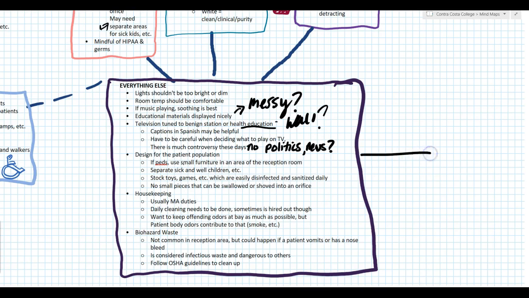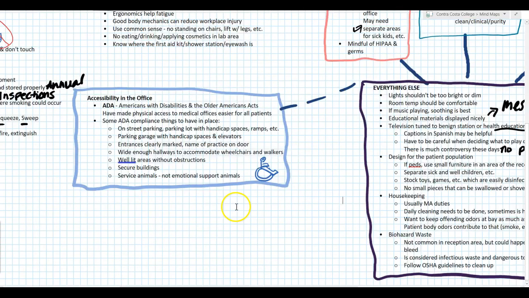So the next section, oops, I meant to scroll over. The next section is ADA compliance. ADA stands for Americans with Disabilities Act. And then we also have, separately but equally as important, the Older Americans Act.